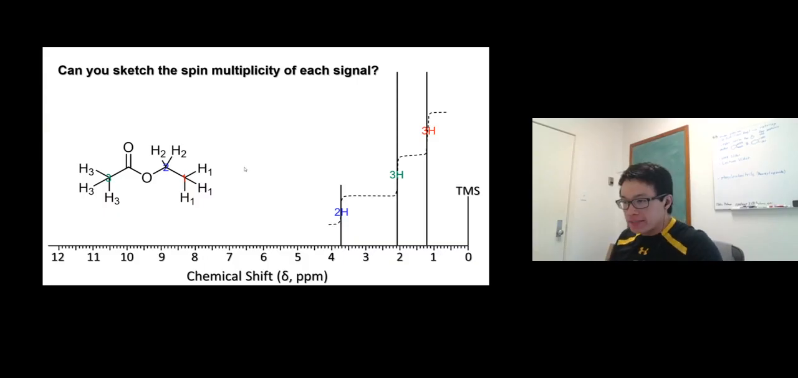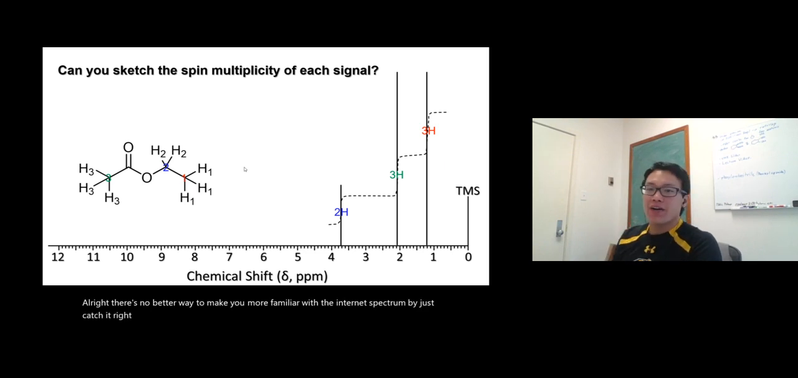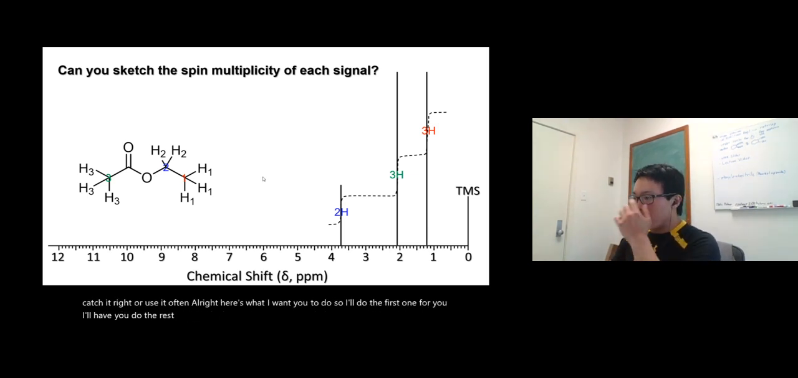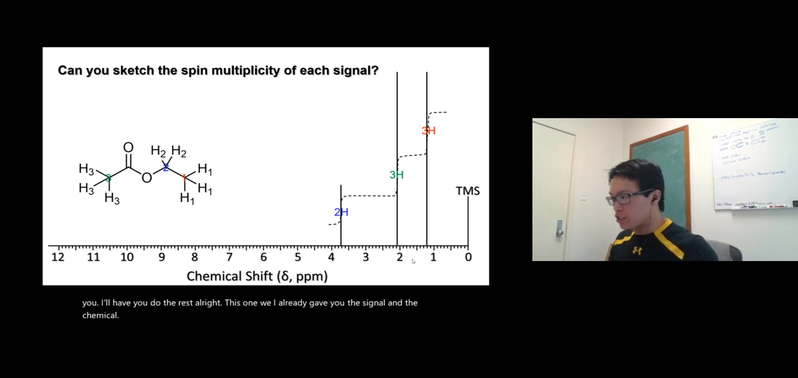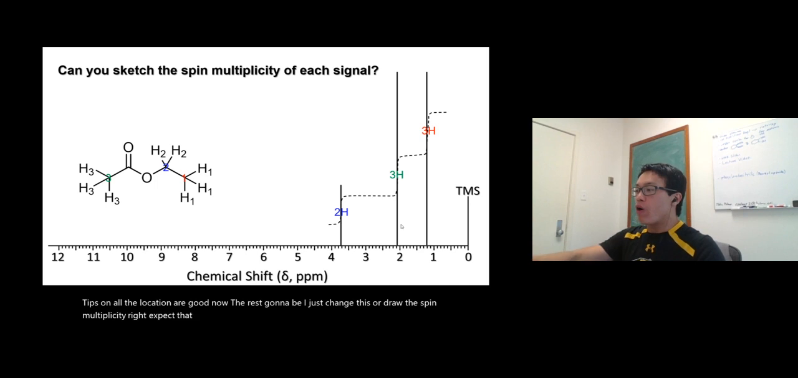All right, there's no better way to become more familiar with the NMR spectrum than to sketch it, or use it often. Here's what I want you to do. I'll do the first one for you, and I'll have you do the rest. This one I already gave you the signal and the chemical shift, so all the locations are good. For the rest, you just draw the expected spin multiplicity. If you have my handout, just draw on the handout.